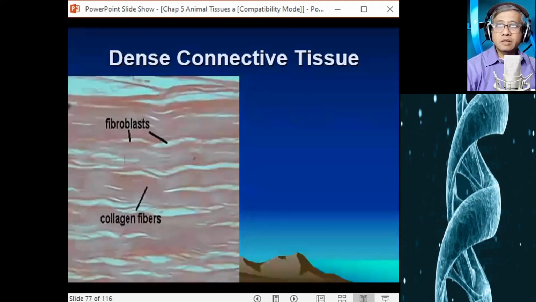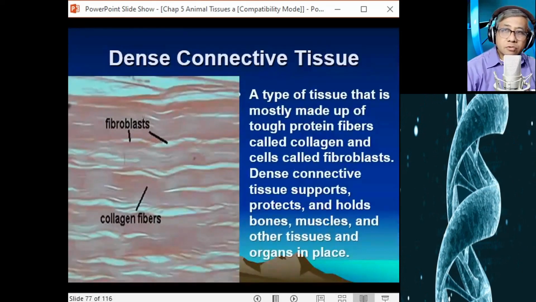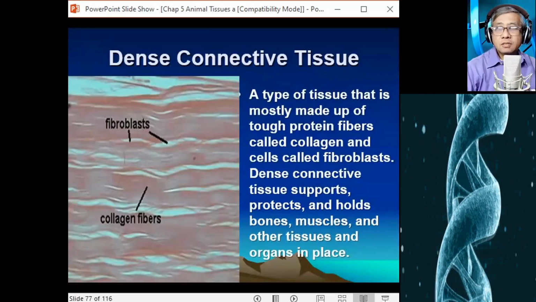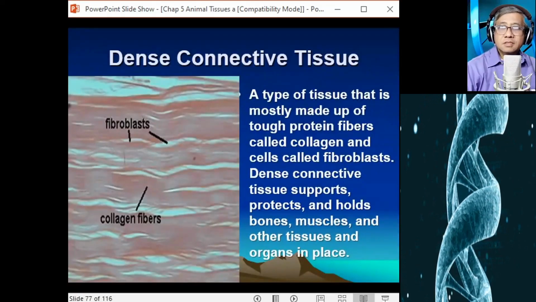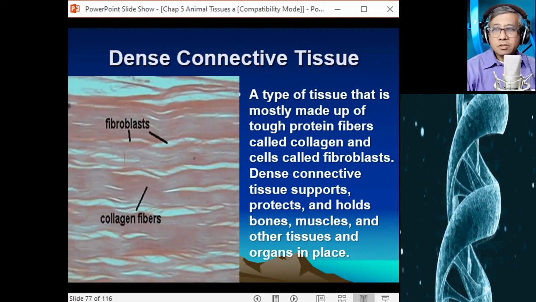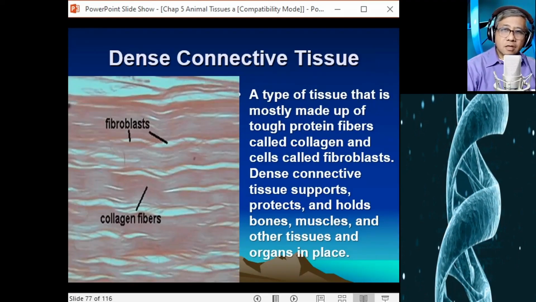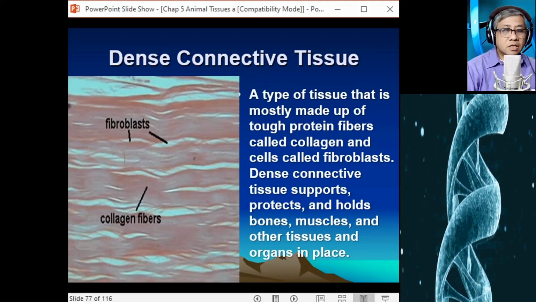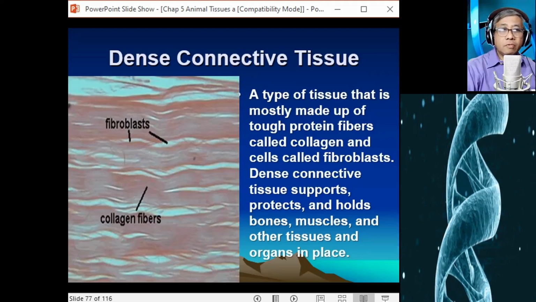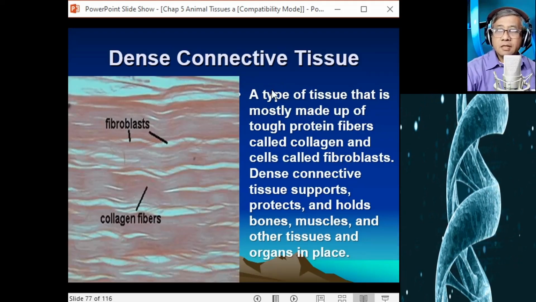Let us now describe dense connective tissue. Now, dense connective tissue is mostly made up of tough protein fibers, collagen, and fibroblast cells. Pero ang ano dito, yung tough collagen fibers. The dense connective tissue supports, protects, and holds bones, muscles, and other tissues and organs in place. Particularly when we speak of dense connective tissue, we will describe the tendons and ligaments. Ito yung mga tendons and ligaments.